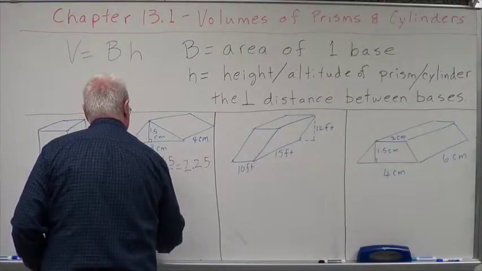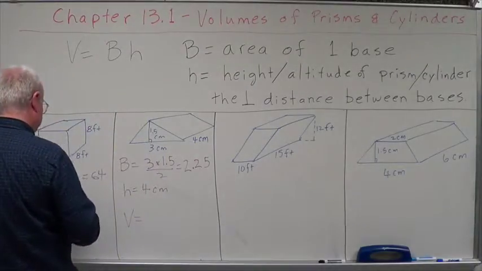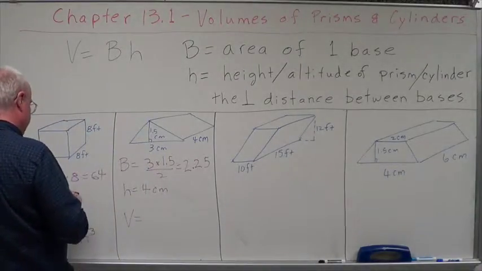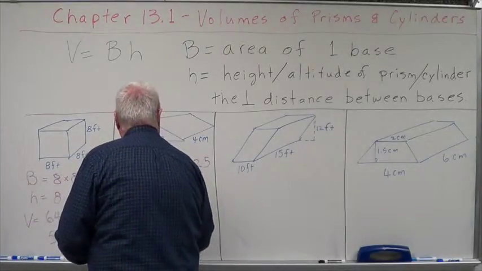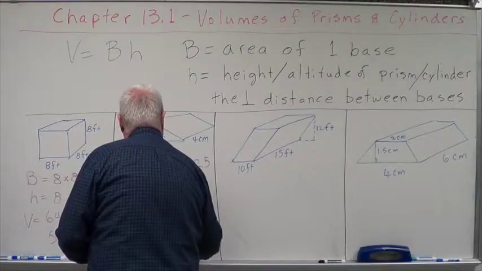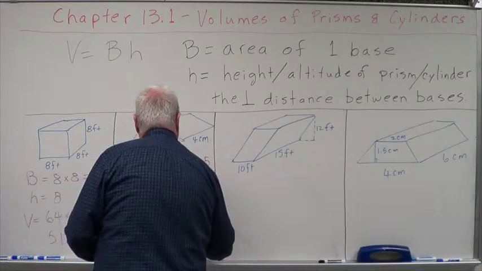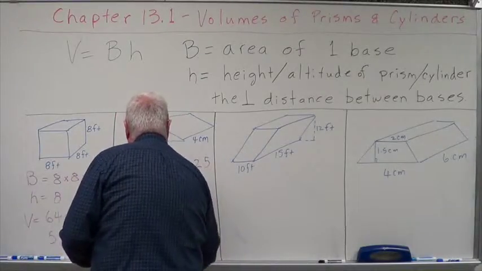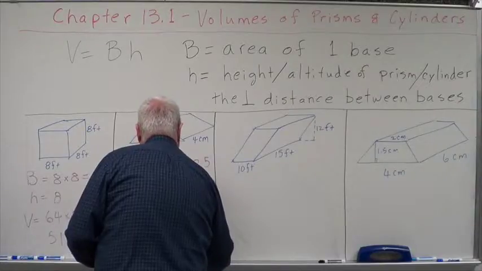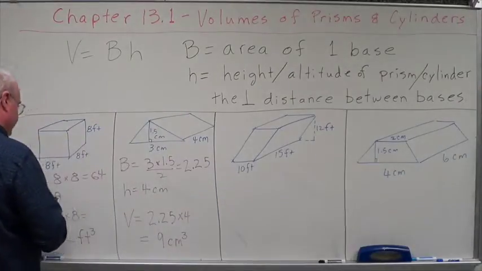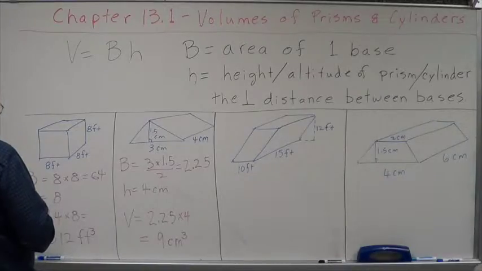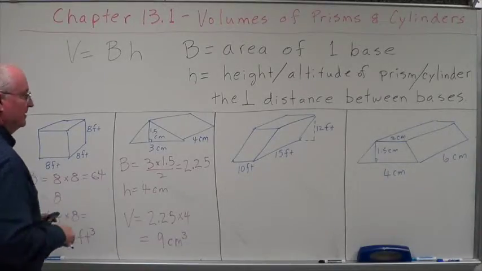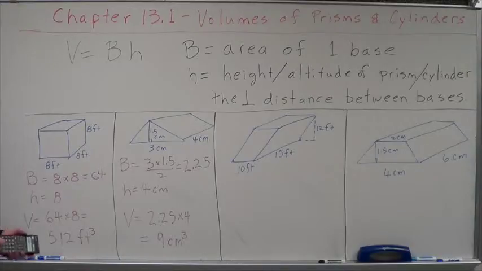So therefore the volume equals 2.25 times 4 equals 9 centimeters cubed. Okay? All right? So this works out pretty simple and pretty quick.